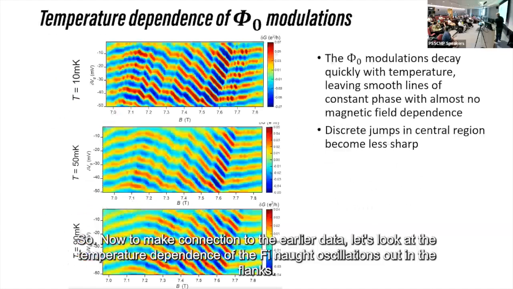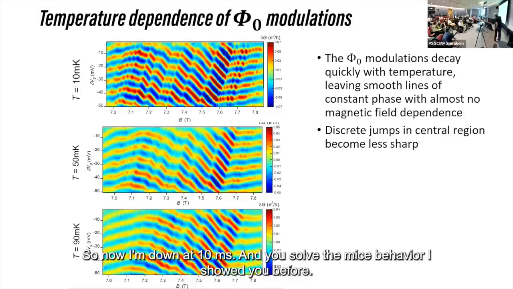So now, to make connection to the earlier data, let's look at the temperature dependence of the phi naught oscillations out in the flanks. So now I'm down at 10 millikelvin, and you saw the nice behavior I showed you before.